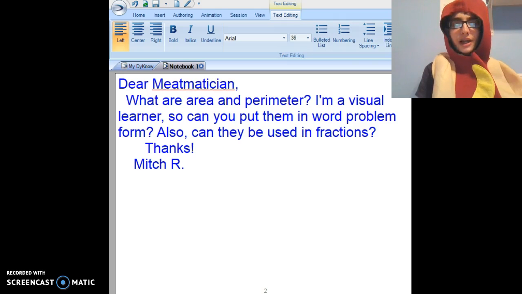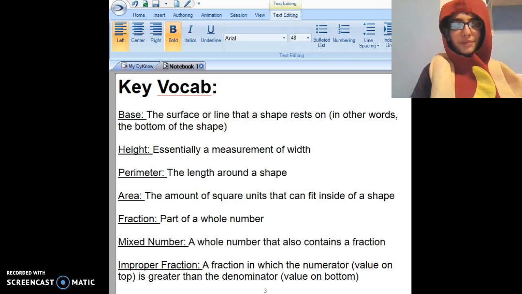So now that we have a general idea of area and perimeter, let's move on to some vocabulary, as well as some submissions sent in by fans. And yes, fractions can be used in area and perimeter. So here's some key vocabulary.